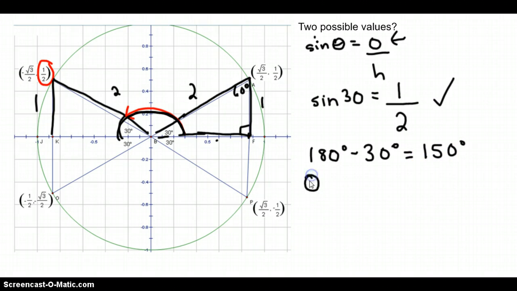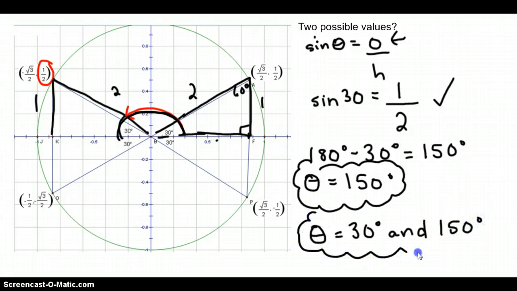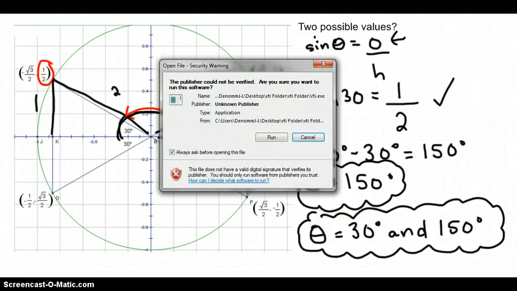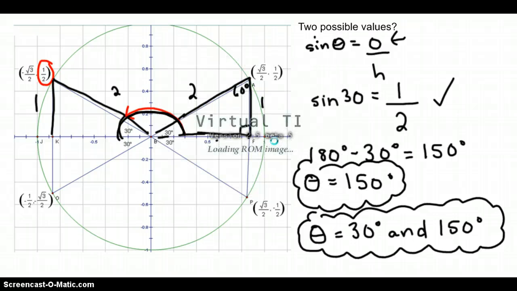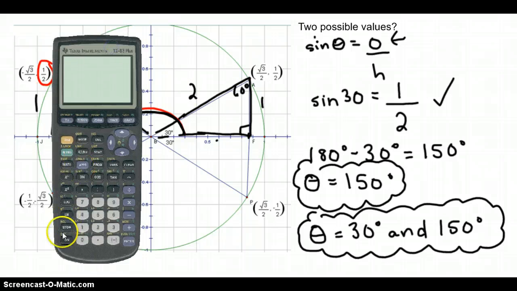So we know that theta can also be 150 degrees. So there are actually two values: theta equals 30 degrees and 150 degrees. You can calculate that by looking at the opposite value, since your hypotenuse will always be positive. If you try this on your calculator, just make sure you're in degrees before you start.